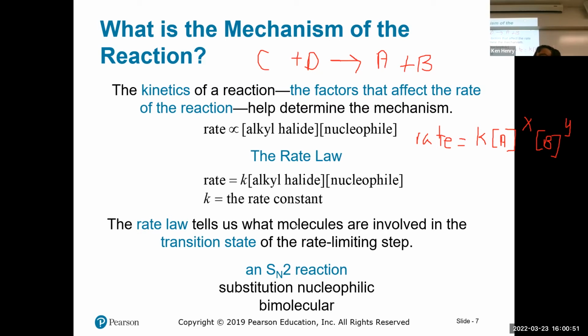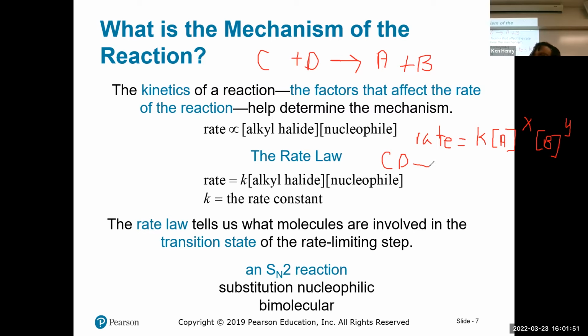So the rate law basically tells us that the molecules involved are in the transition state of the rate limiting step. Do you guys know what I mean by rate limiting step? The rate limiting step is the step that determines how fast the reaction goes. If we take a reaction, we could have a couple of intermediates produced along the way. So you can say C and D first come together, and then we get CD being broken down to A plus B, right? So that middle species is an intermediate. The rate limiting step is the slowest of the steps, because a reaction is only going to go as fast as its slowest step, right?